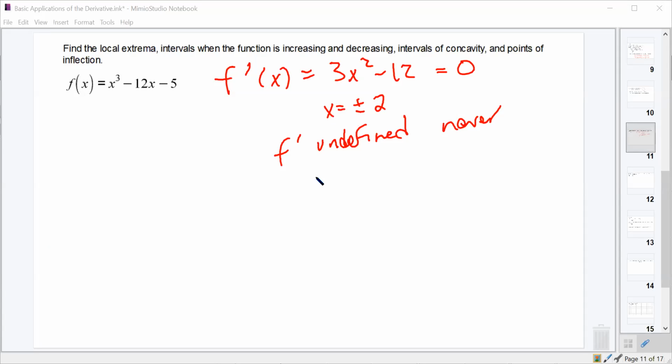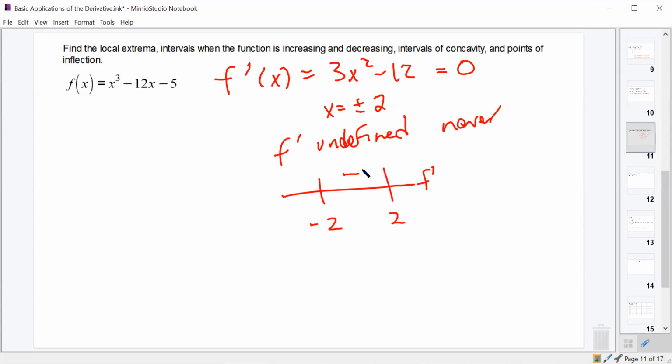Sign chart, exactly. So we're going to make a sign chart. We're going to put on negative 2. We're going to put on positive 2. We can take a number between negative 2 and 2 and plug it in here, like 0. If I plug in 0 to my derivative, remember that you plug it into the derivative. This is a sign chart specifically for the derivative. Then we get a negative.